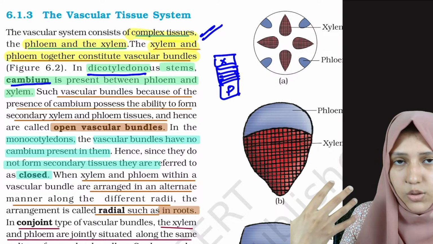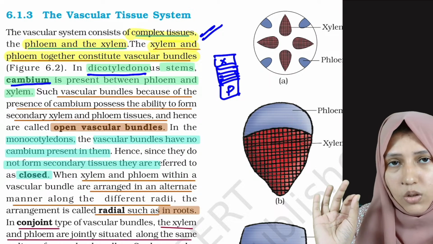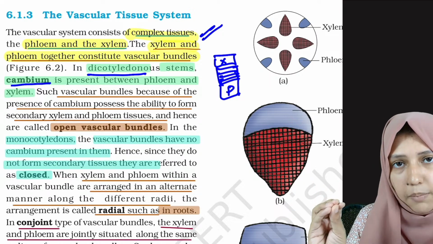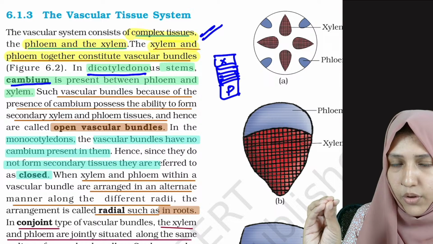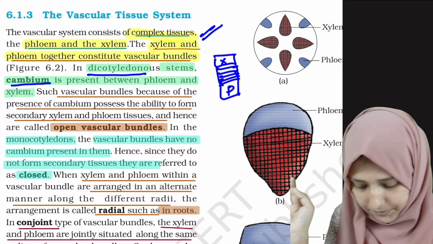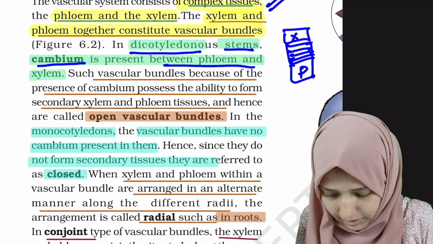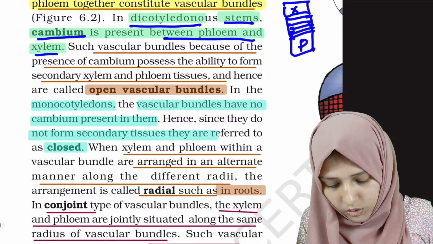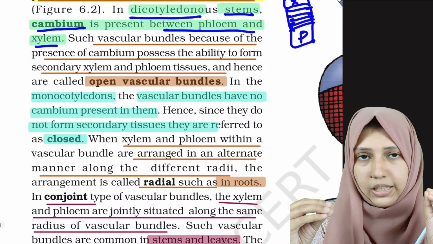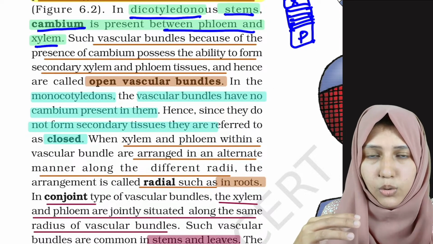Secondary tissues formation, and this is only found in dicots. So cambium is responsible for the secondary tissue formation, and cambium is only present in the dicot plants. Clear? So in dicot stems, cambium is present between phloem and xylem, and if this cambium is present, they are able to grow, right? They are able to do their secondary growth.